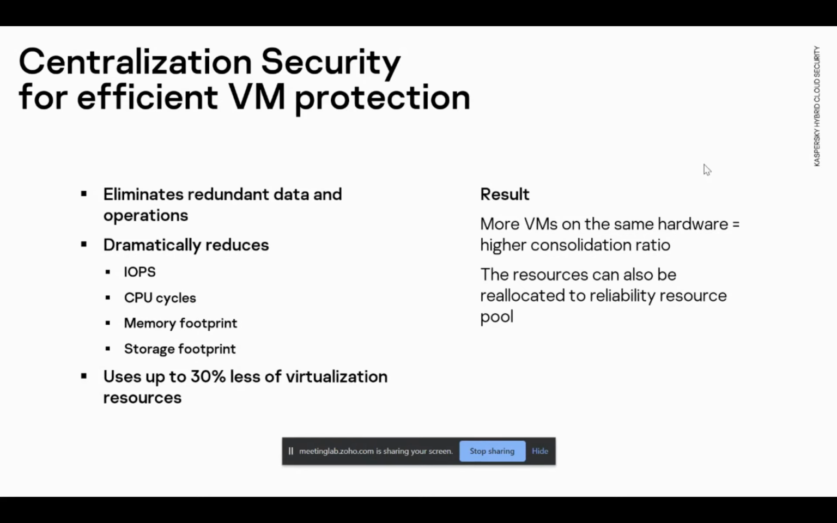But what it does basically is dramatically reduce the IOPS count. It will dramatically reduce the CPU cycles, the memory footprint, the CPU footprint. On an average, it uses up to 30% less of virtualization resources than a traditional agent-based architecture. The result is more VMs on the same hardware. So on the same host, you can deploy more VMs because you are utilizing fewer resources for your other VMs.